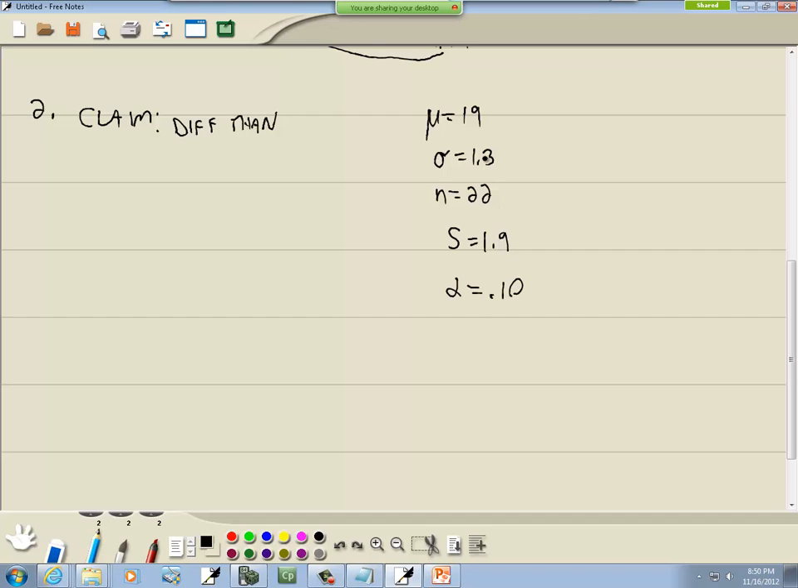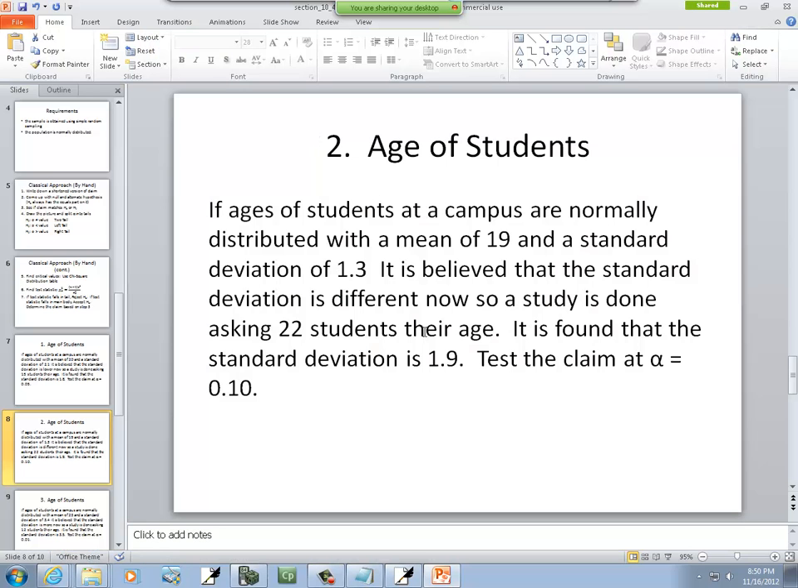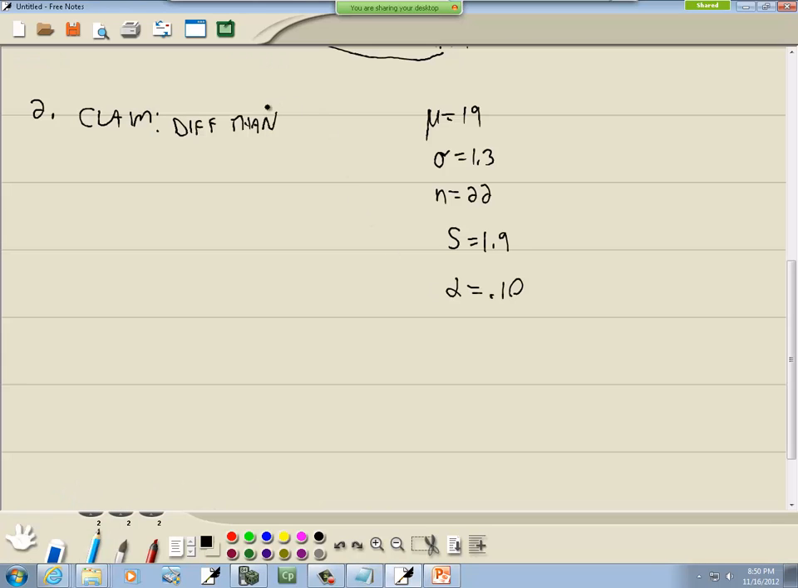Obviously it's different. This is 1.3 and it's now 1.9. But is it significantly different? Well, we had to figure out what number to put here. And you always put population values here. We're talking about the standard deviation is different now. So we're going to go with 1.3. Again, you have to put population values here. And since we're talking about standard deviation, that's why I put the sigma. Different than, remember, is a not equal to.